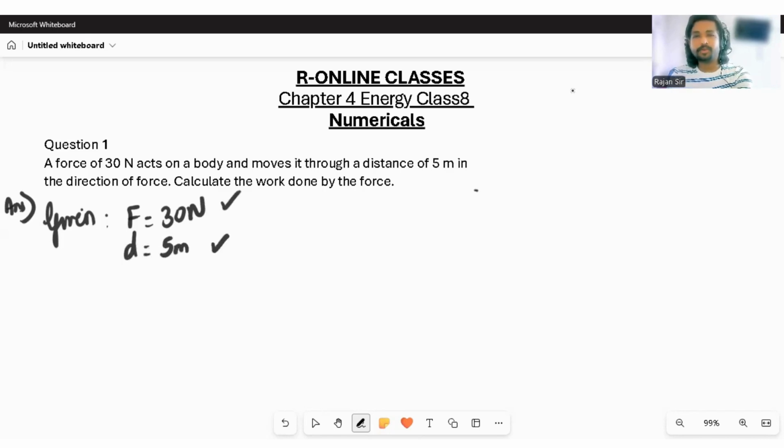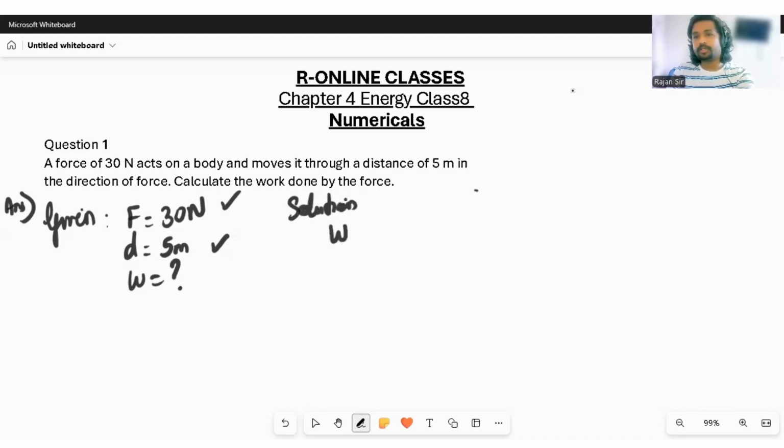Now you don't have to write the word "check" or the tick mark. Just make sure whenever you write the given part, you check whether it is in SI unit or not. If it is not, you can convert it there as well. So we have to find the work done. So let's go for the solution.